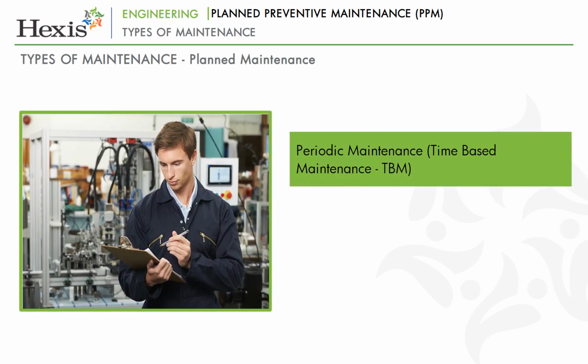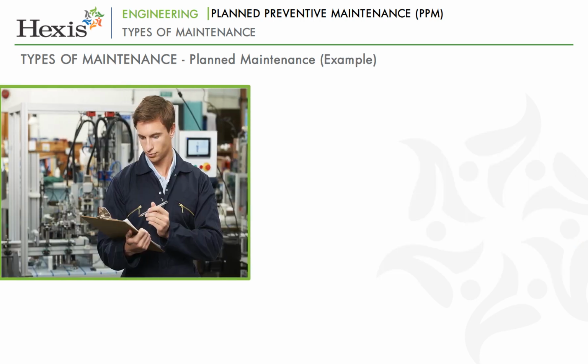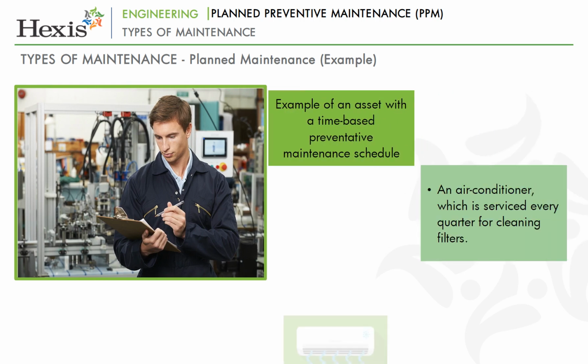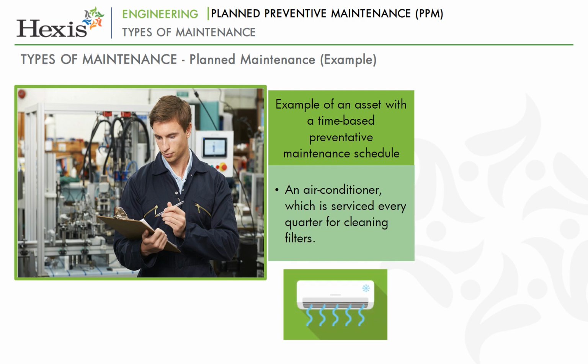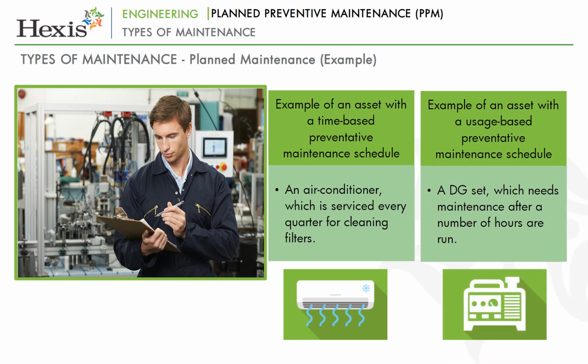Periodic maintenance, or time-based maintenance, TBM, consists of periodically inspecting, servicing, and cleaning equipment and replacing parts to prevent sudden failure and process problems. The maintenance is scheduled based on a time or usage trigger. A typical example of an asset with a time-based preventative maintenance schedule is an air conditioner, which is serviced every quarter for cleaning filters. A typical example of an asset with a usage-based preventative maintenance schedule is a DG set, which needs maintenance after a number of hours are run.